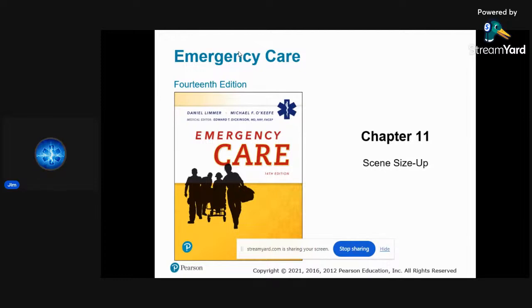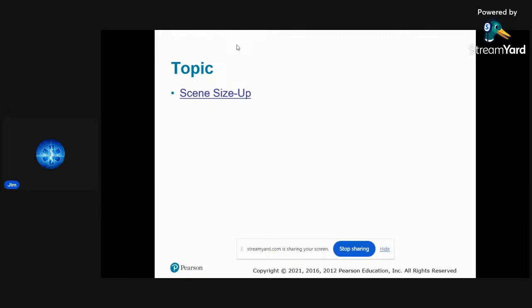Alrighty, Chapter 11, Scene Size Up. This is going to start our patient assessment section of the book. Patient assessment is a very, very valuable skill, one needed for all levels of healthcare, but especially in EMS. And it all starts with the scene size up. We will be talking about the scene size up.